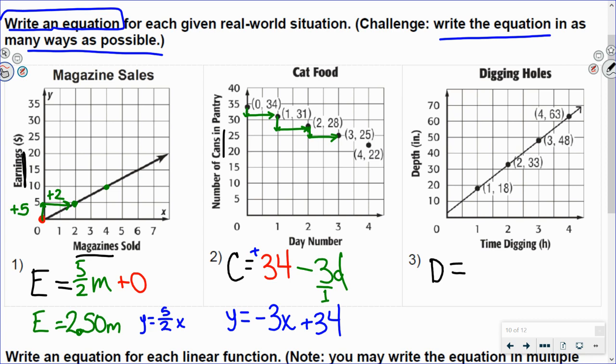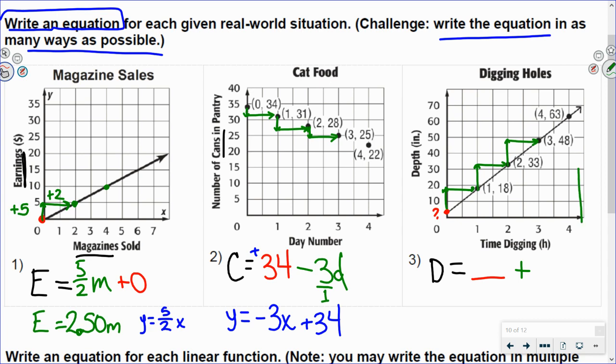Depth equals, Mr. Callan, what is this? Is it 2? Is it 3? Is it 4? Is it 3.5? That's going to be hard to tell. So in this case, I can't actually identify the starting value. I do see that the depth of the hole increases by the same constant rate of change. Hard to tell by the graph, so let's look at the numbers.